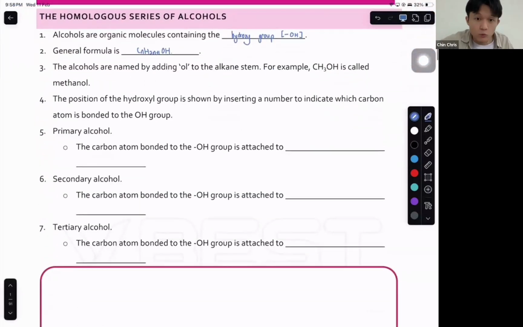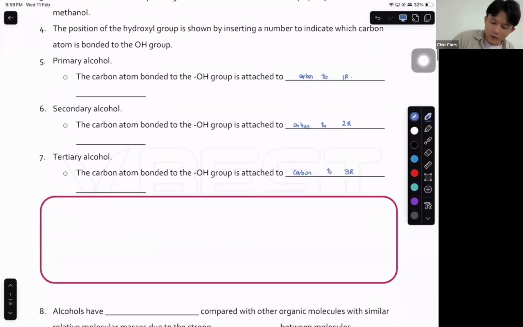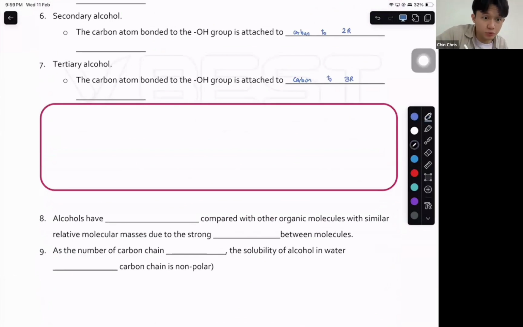So guys, we have three different types of alcohol. We have a primary, in which your OH group is attached to a carbon with 1 R. This one is a carbon with 2 Rs. This is a carbon with 3 Rs. So you guys know how to differentiate primary, secondary, and tertiary? Alright guys, now let's go. I'm going to give you some alcohols. I want you guys to start drawing them. Please name primary, secondary, tertiary for me.